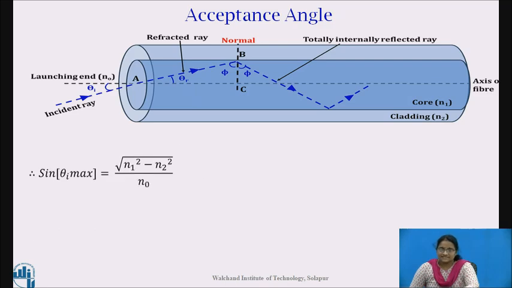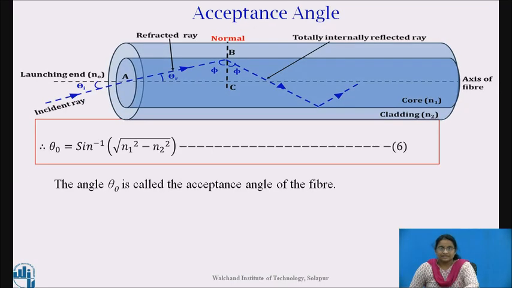Quite often, the incident ray is launched from an air medium, for which the refractive index is equal to 1. Let us replace theta I maximum by theta 0. Therefore, the equation for theta 0 is equal to sin inverse of under root N1 square minus N2 square. The angle theta 0 is called the acceptance angle of the fiber.